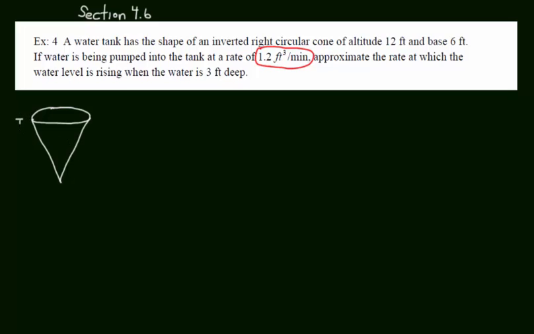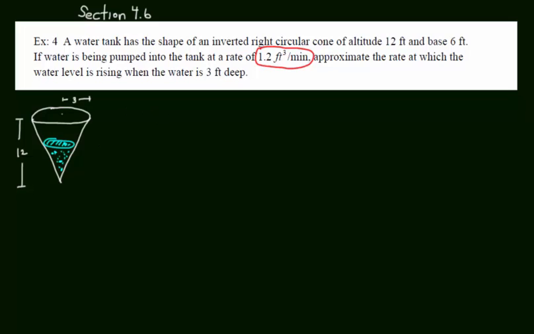Now the water tank has a height of 12 feet. And I'm going to label the radius. So the radius is going to be half the base, or 3 feet. So that is the container. Now there's going to be a fluid inside the container, so I'm going to switch colors here. Now in this case the fluid is water. So the container has water in it, and the water takes on the shape of its container.